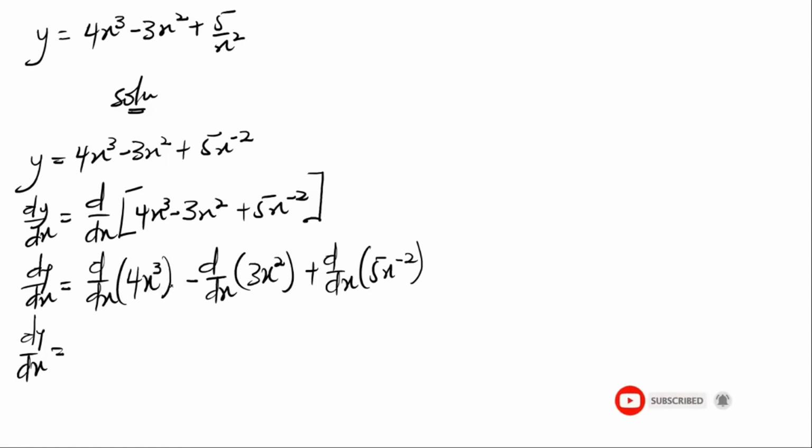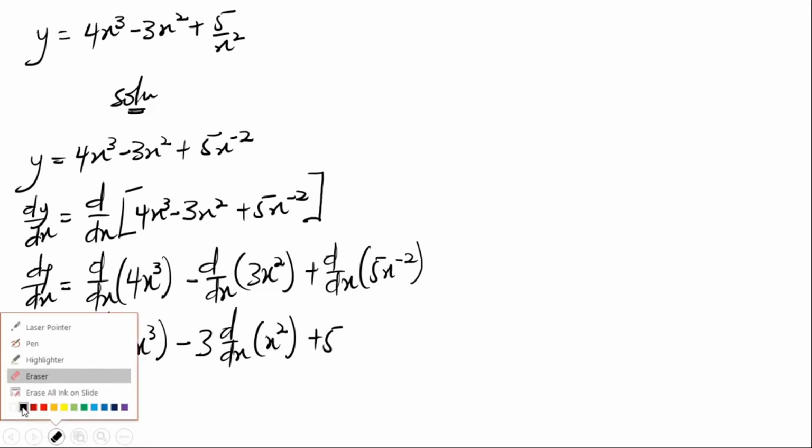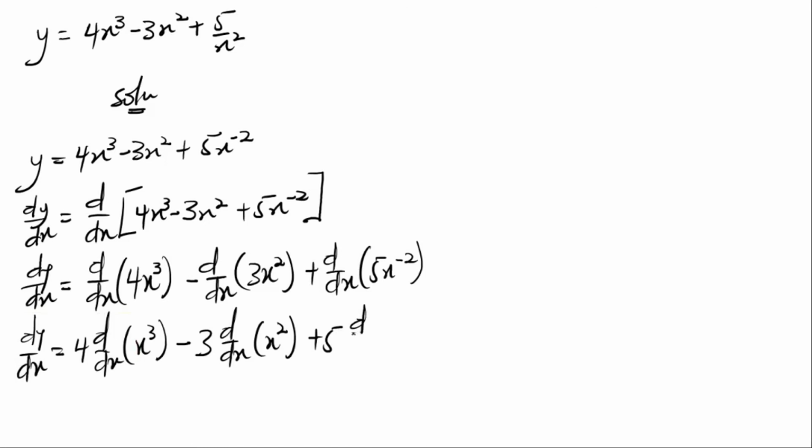Okay, so for the sake of this tutorial, let me bring the constants that are just the numbers outside. So this becomes 4 d/dx of the function what? x cubed, then minus what? The 3 will also come outside, 3 d/dx of what? x squared, then plus, I bring the 5 outside. Oh, let me erase that. Alright, so 5 outside, d/dx of the function x^-2. So from here, let me continue here.